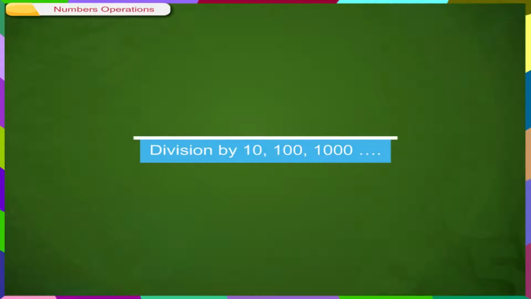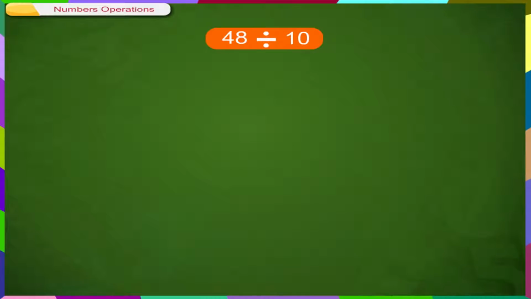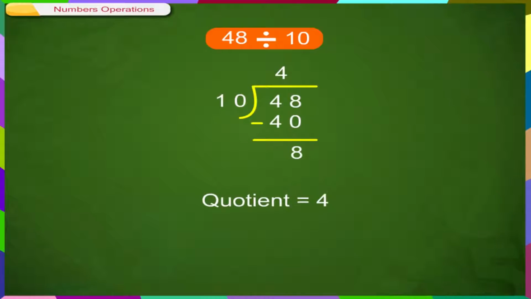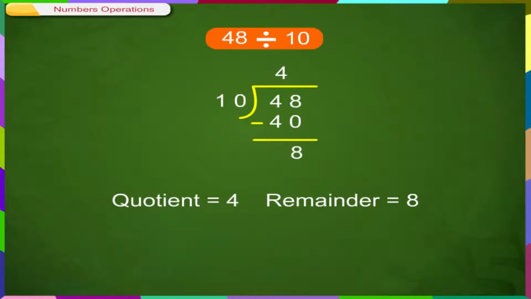Division by 10, 100, 1000. Let us learn to divide a number by 10, 100, 1000 with examples one by one. When a 2-digit number is divided by 10, the digit in the tens place makes the quotient and the digit in the ones place becomes the remainder. Observe the example. When 48 is divided by 10, the quotient is 4 and the remainder is 8.